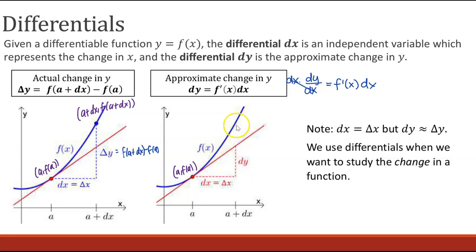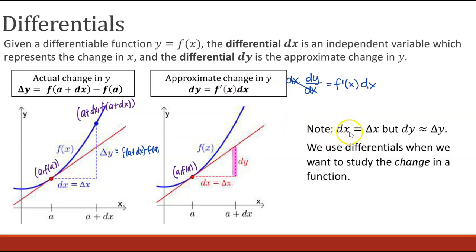So we're interested in the actual change in y, like we said over here, subtracting the actual y value outputs. But if we can't find that specific point that corresponds to a plus dx, we'll settle for instead using the tangent line and finding this approximation for delta y, finding this distance here, this dy.